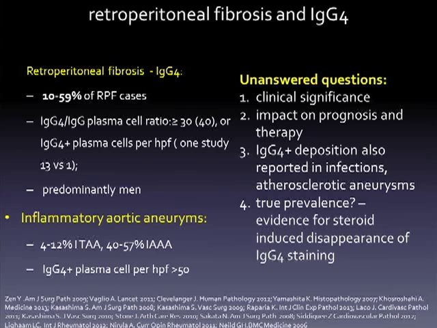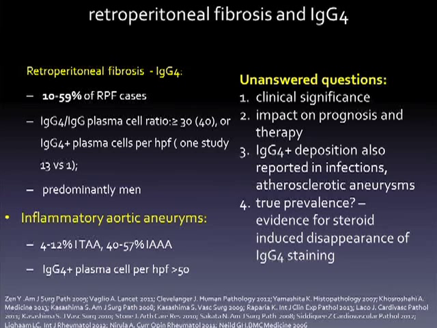There are several observations that I want to make. John Stone published two cases of infectious aortitis, bacterial infections of the aorta, and both had very high levels of IgG4 plasma cells in the wall. The other observation is that we don't really know the true prevalence, because there is evidence to show that these IgG4 plasma cells disappear with steroids. So this is up in the air.